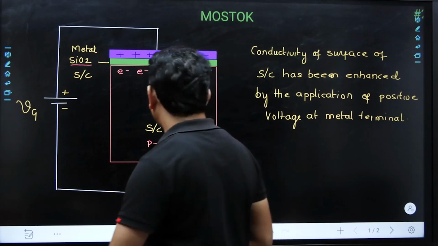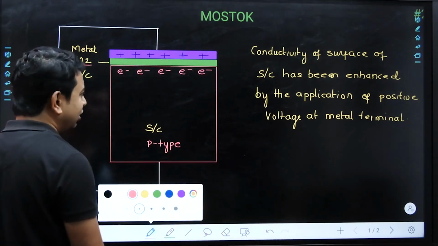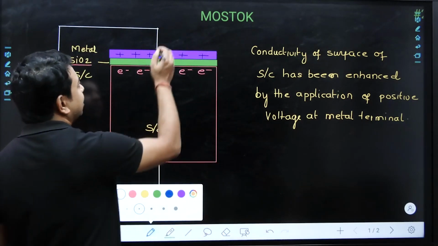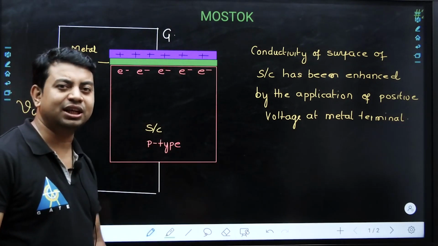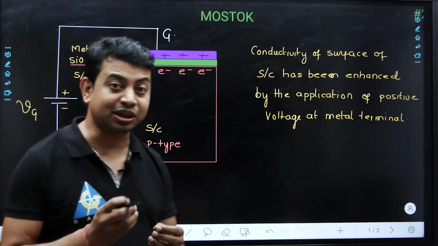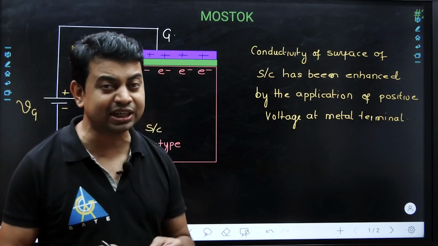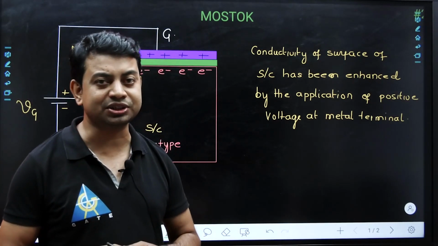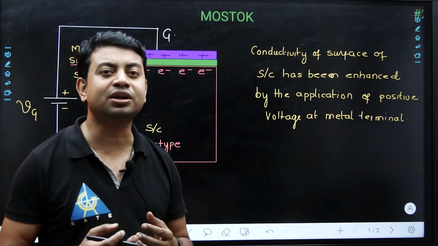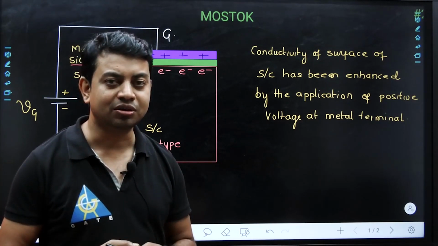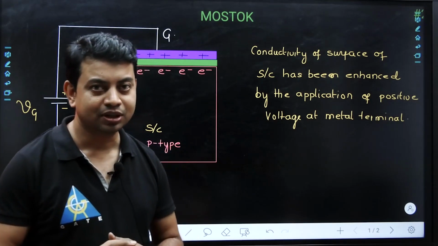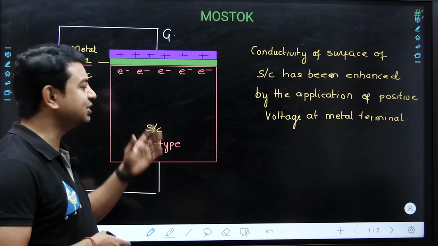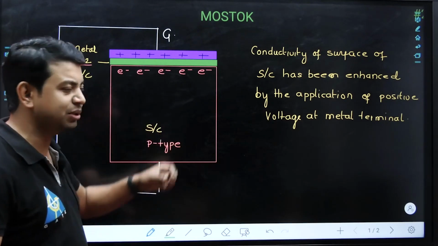This metal terminal at which we are generally applying the voltage is also known as the gate terminal. Why is it called the gate terminal? Because the gate is the terminal by which we decide how many charge carriers are responsible for the conduction of current inside this semiconductor. So that means this gate will decide the conductivity of the semiconductor.